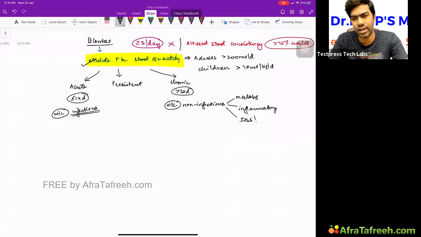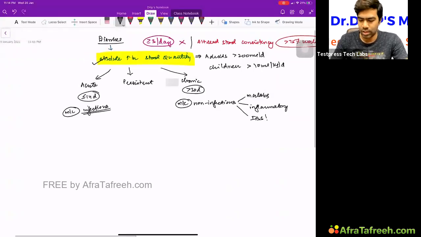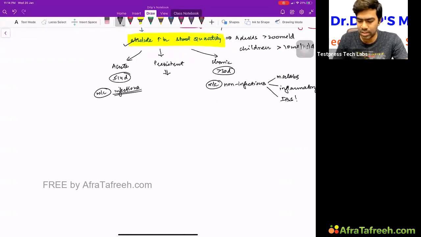So chronic diarrhea is very unlikely to happen in an infection unless and until the patient is immunocompromised. As far as persistent diarrhea is concerned, it can be infectious or non-infectious, it doesn't matter, but most often it will be non-infectious only. Nevertheless, persistent diarrhea is defined as diarrhea that lasts for 14 to 30 days. So this is what we call persistent diarrhea.